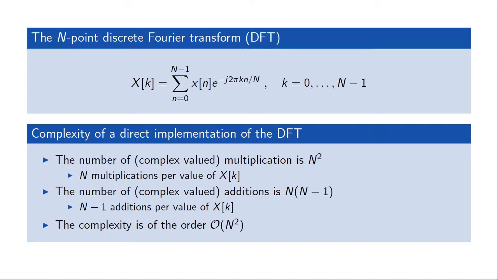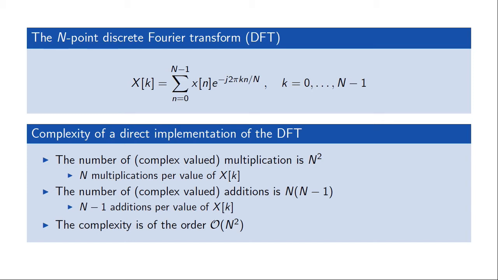Before introducing the fast Fourier transform, let's first consider the discrete Fourier transform and what's involved in computing it. In the discrete Fourier transform, each of the transform coefficients, capital X of k, involves evaluating a sum of signal samples multiplied by complex exponentials. So for each of the values X of k, we have capital N multiplications to compute. And since there are capital N values of X of k that we need to obtain in order to obtain the full transform, the total number of complex valued multiplications that we need to perform is N squared.